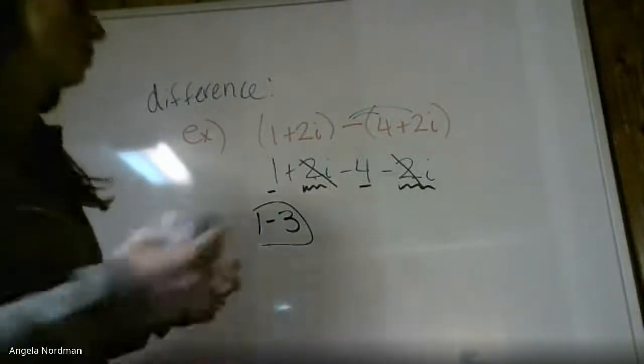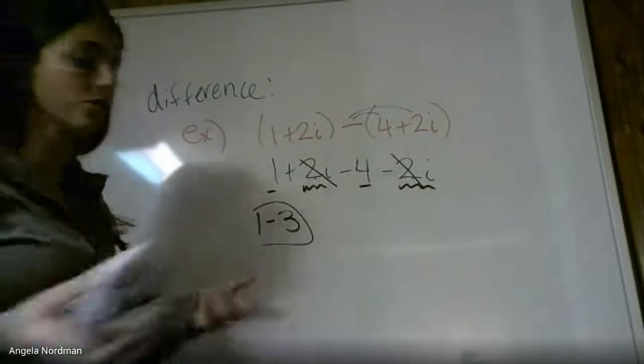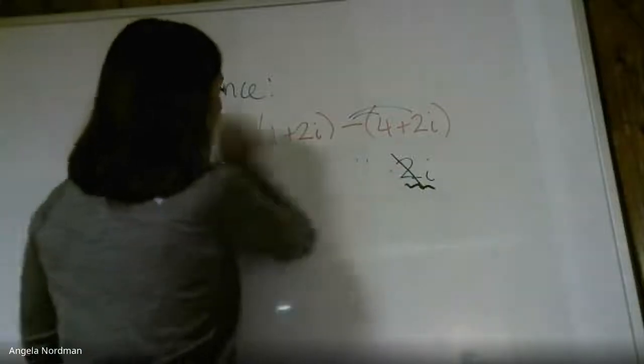Okay. And some people like to say plus 0i. Well, 0 times anything is just 0, so you don't have to put that 0 placeholder in.